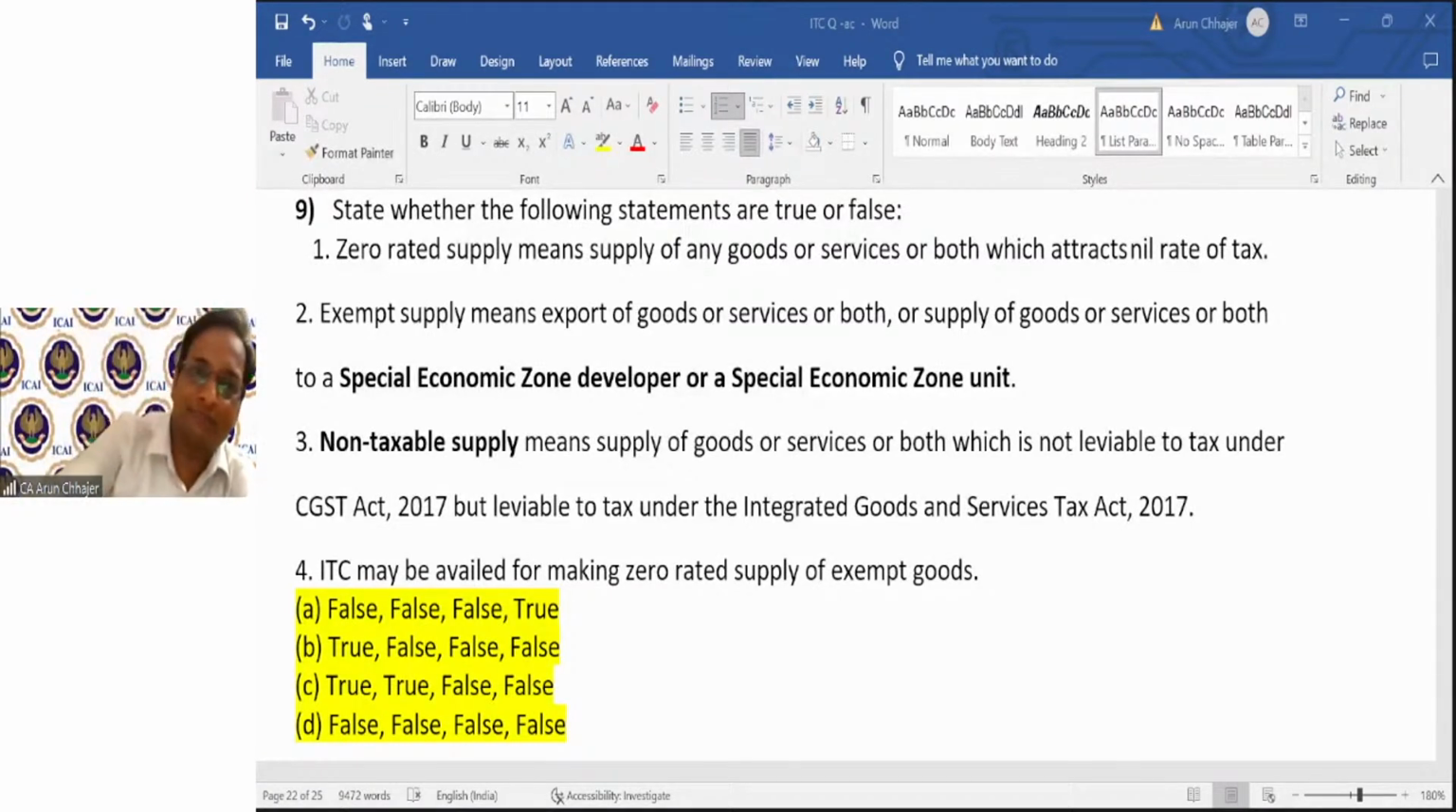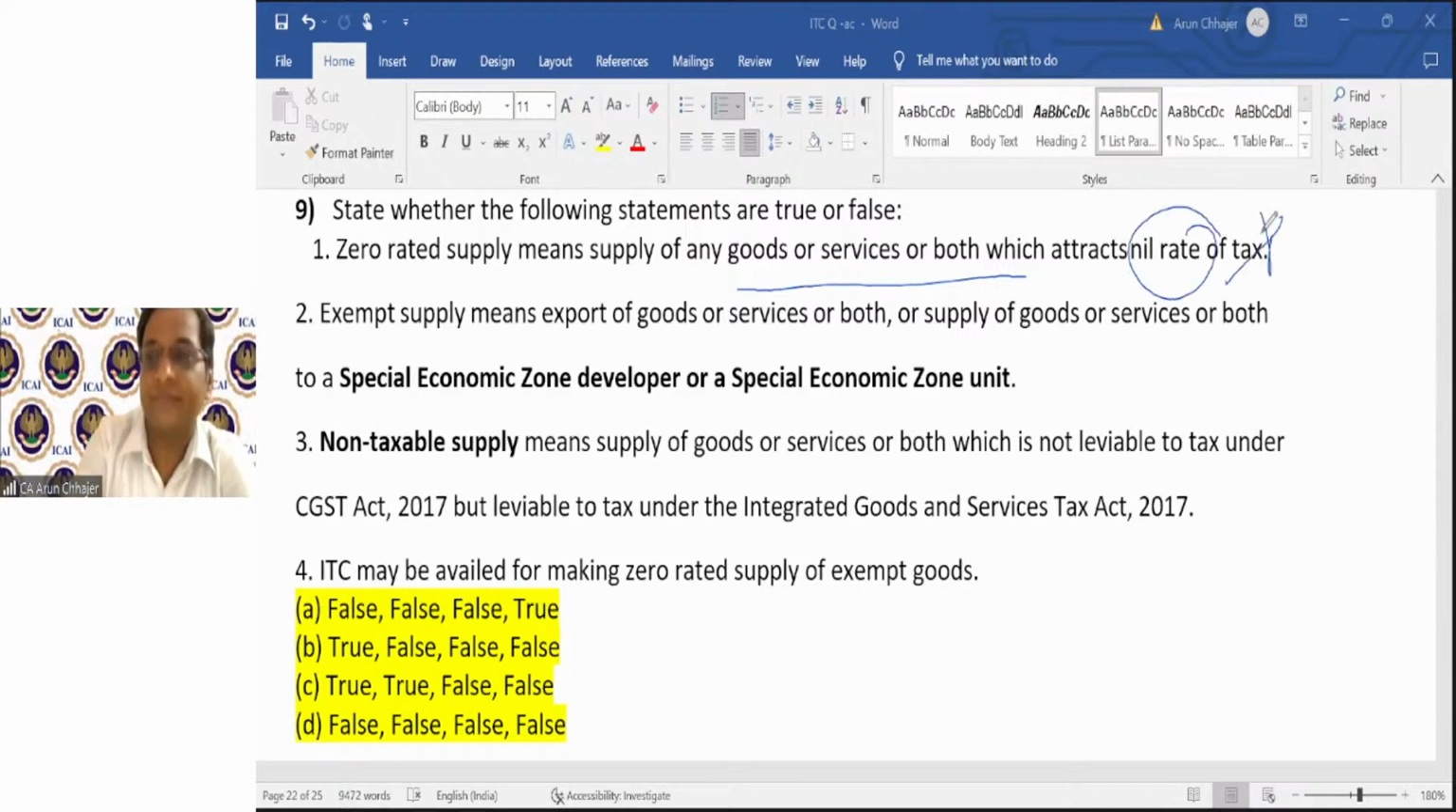Now, let me go to the question again. Zero rated supply means supply at nil rate of tax? No, sir. Why? Because what are the zero rated supplies? We have already discussed. One is export and one is supply to the SEZ unit.